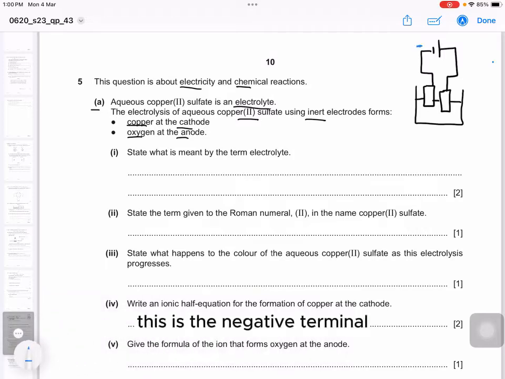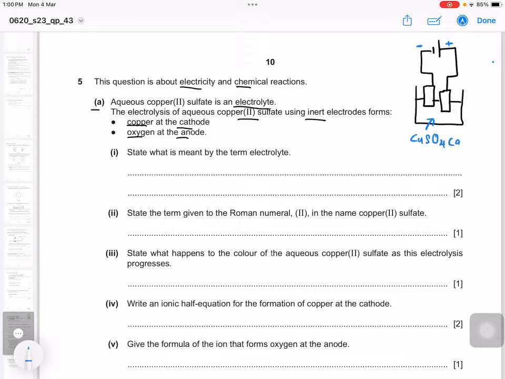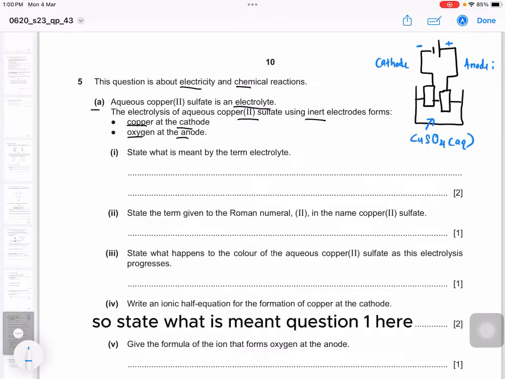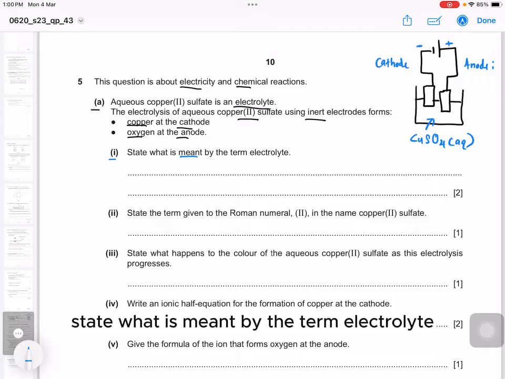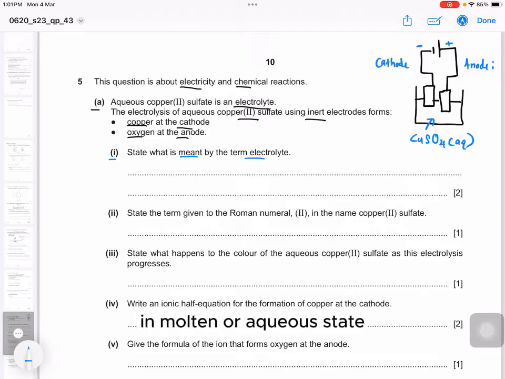This is the negative terminal and this is the positive terminal, and we use copper sulfate electrolyte. So cathode and anode. So state what is meant, question 1 here: state what is meant by the term electrolyte. So electrolyte is usually an ionic compound in molten or aqueous state.